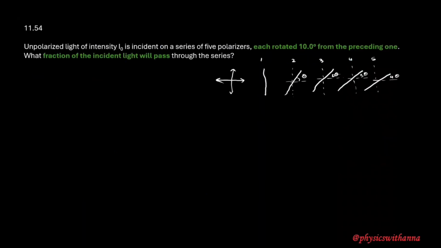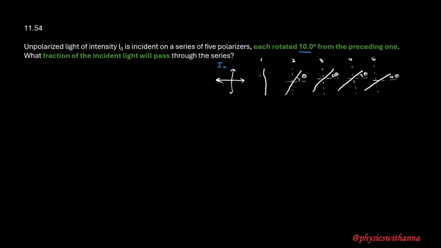Question 11.54. Unpolarized light of intensity I naught is incident on a series of 5 polarizers, each rotated 10 degrees from the preceding one. What fraction of incident light will pass through the series? So here we have unpolarized light of intensity I naught, and it is passed through 5 polarizers, each rotated by an angle of 10 degrees from the preceding one.